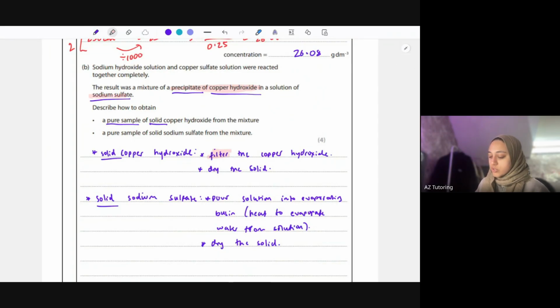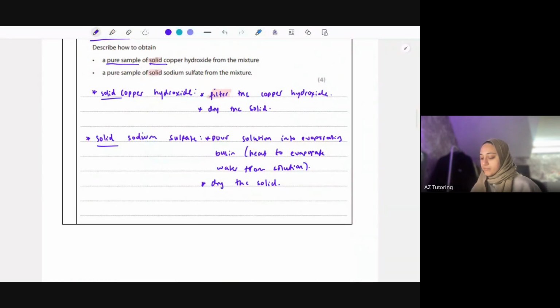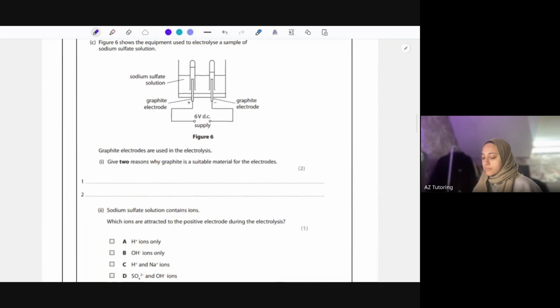Whereas the sodium sulfate is a solution. So because that's a solution, I need to heat that solution and get out the solid because at the end, they want both solids. So that's how you know when to do crystallization and when to just filter it. Filter it if it's already a solid. Crystallization if it's a liquid or solution and you want to turn it into a solid. Okay, and that's 4 marks.